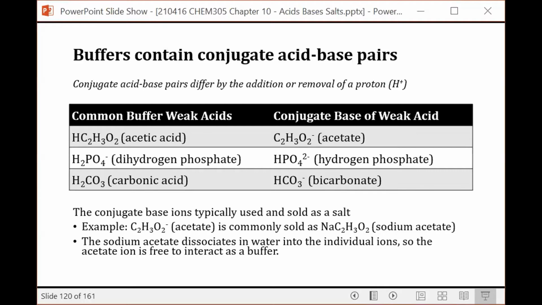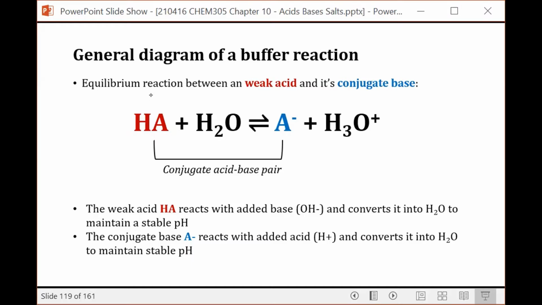So these are some common buffer systems. Again, a buffer system needs something to react with a little bit of added acid, and it needs something to react with a little bit of added base. And so that's why buffer systems are always going to contain a weak acid and a conjugate base, because the weak acid can react with some added base to neutralize it, and the conjugate base can react with some added acid to neutralize it.